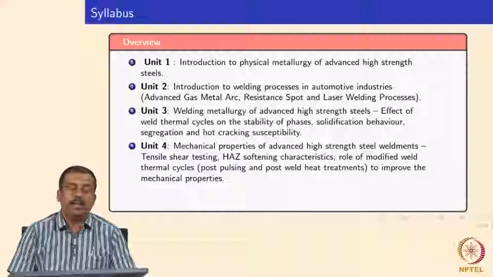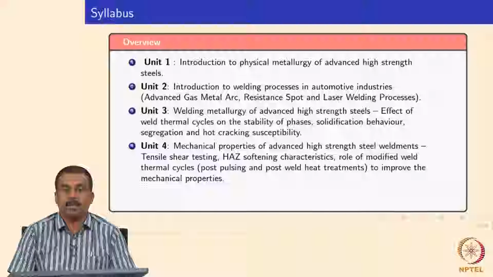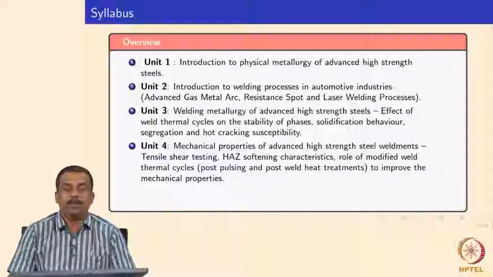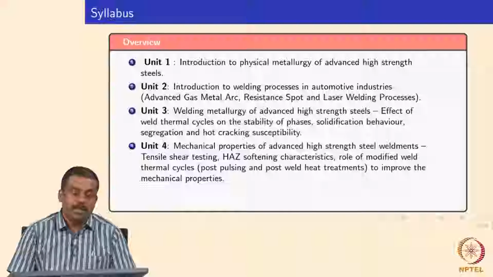So we will see the effect of the common weld thermal cycles, as well as how we can modify the general weld thermal cycles to achieve good mechanical properties. For example, the use of post pulsing and post weld heat treatments to get the desirable microstructure in the fusion zone as well as the heat affected zone. So this gives the overview of the course which I am going to take over the next 4 weeks.